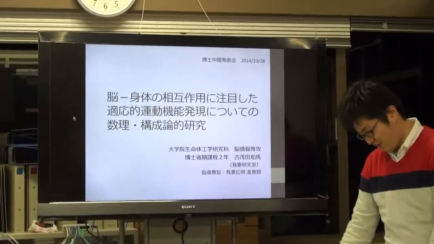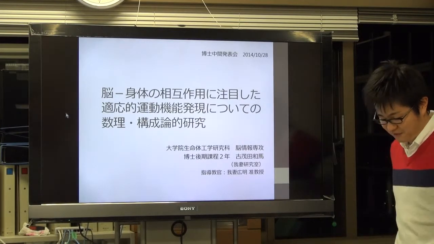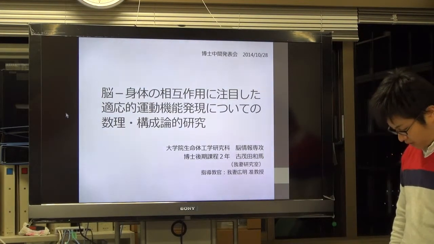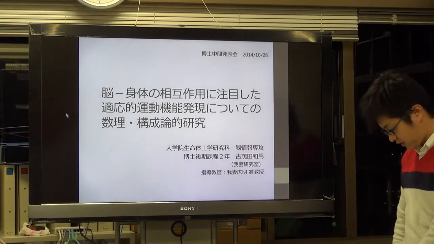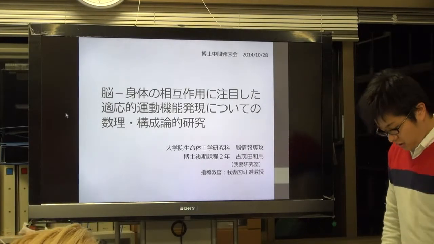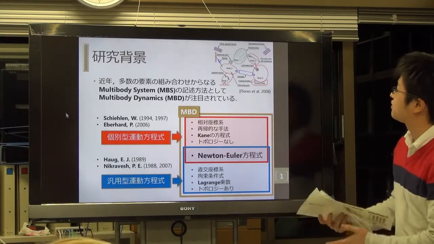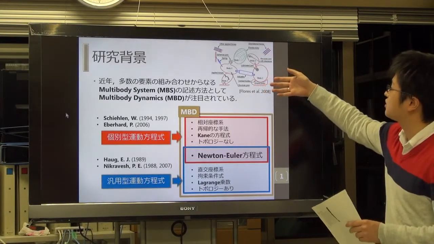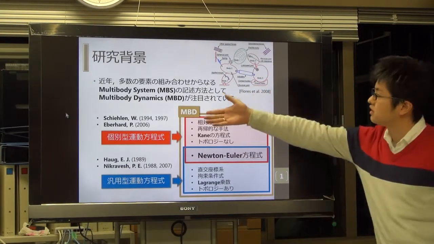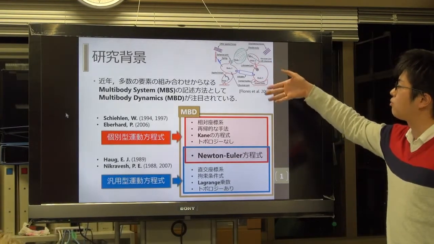Sorry for the Japanese. I will explain my research work very briefly, because I am very poor at explaining in English. The title is the walking mechanism analysis, for understanding the mechanism of structure by using multi-body dynamics. Recently, multi-body systems, which are structured by many components, can be described very well by multi-body dynamics. It is a very good way to describe this kind of complex system.